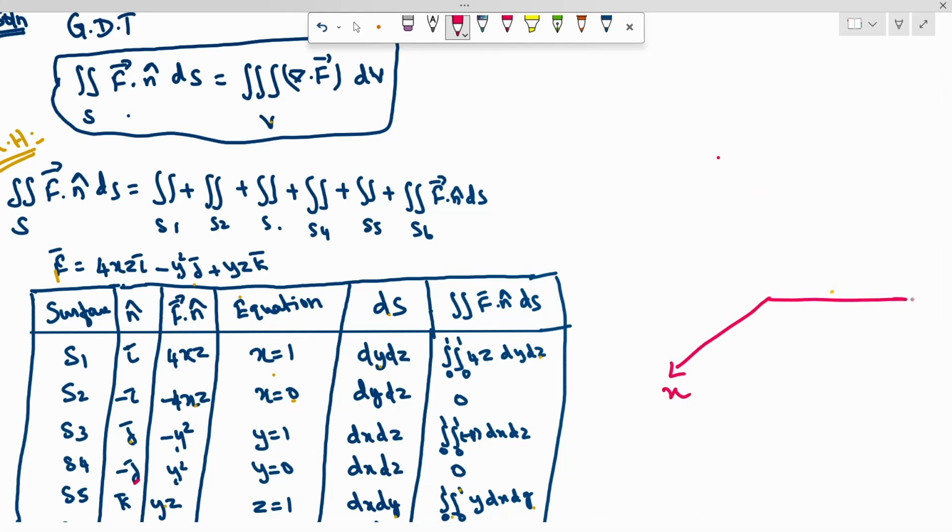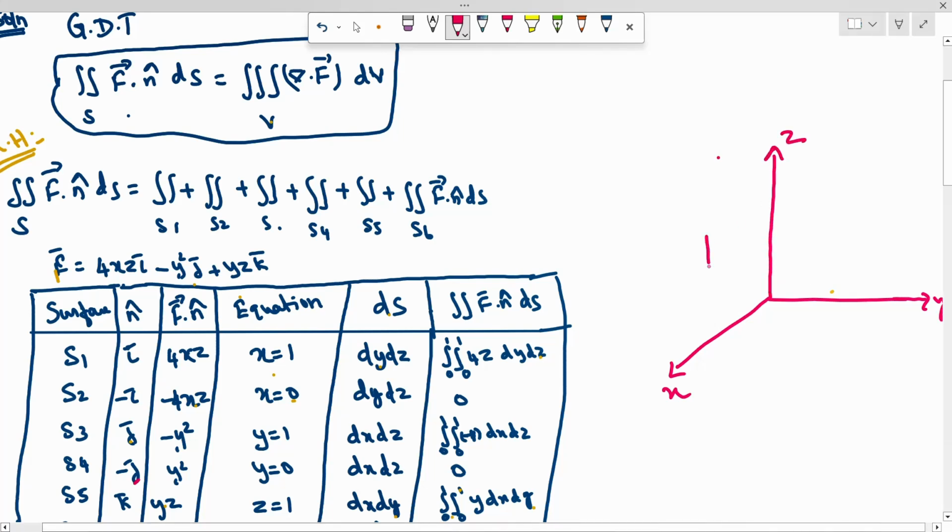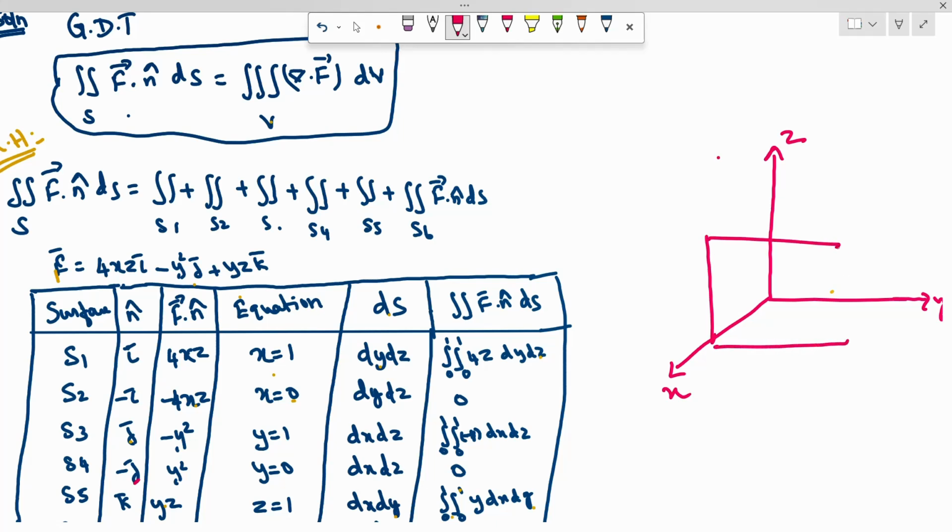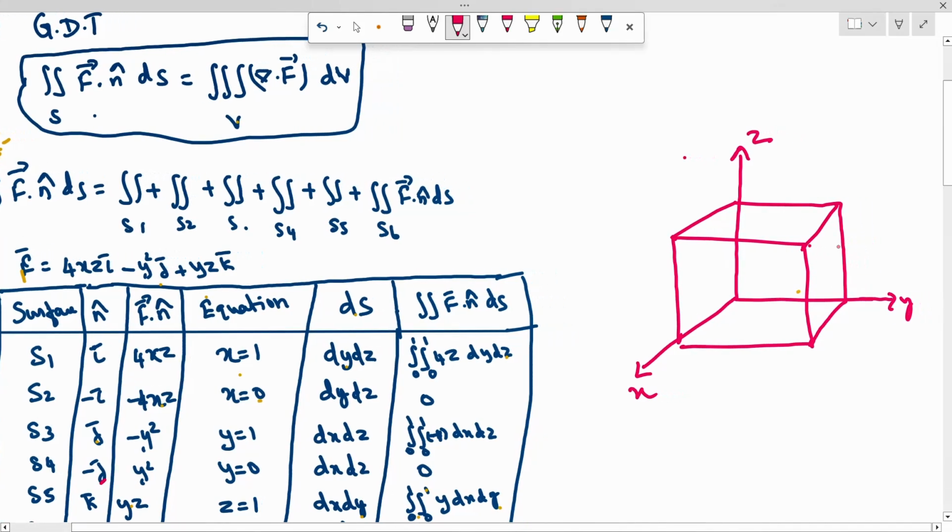X-axis, Y-axis, Z-axis. Okay, this is the cube diagram.